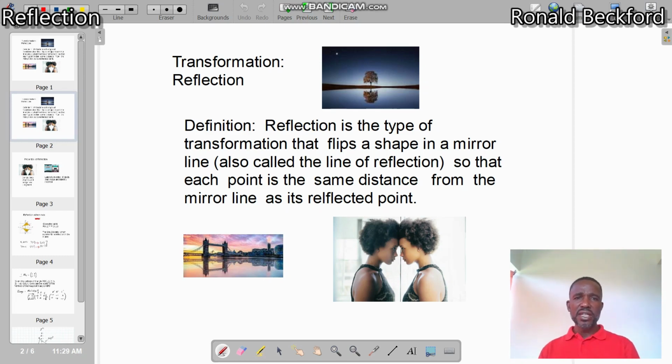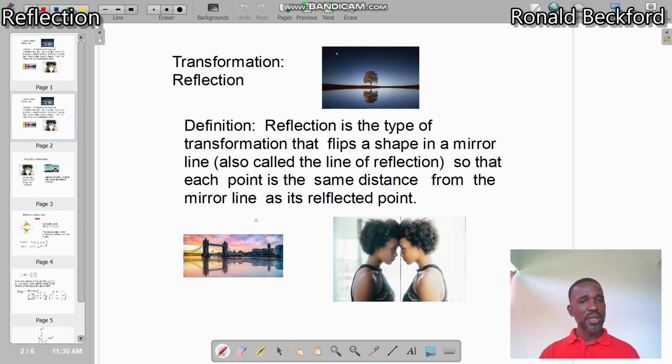A reflection is a type of transformation that flips a shape in a mirror line so that each point is the same distance from the mirror line as its reflected point. Now, the whole concept of reflection can be seen in nature all the time. Whenever we go to a bathroom and look into that mirror, we are seeing a reflection of ourselves. We will also see it when we have nice, beautiful scenery over water. We have certain forms of reflection.